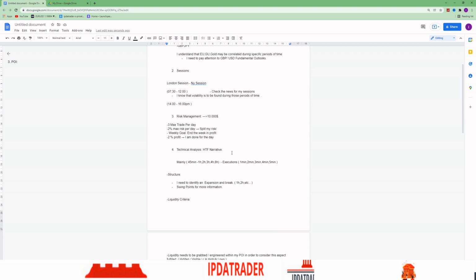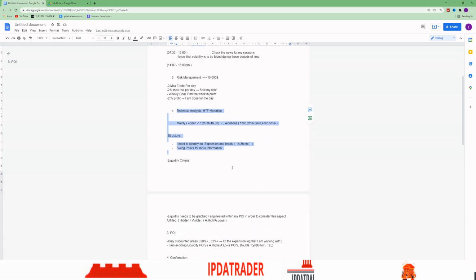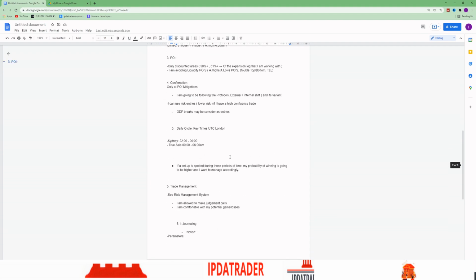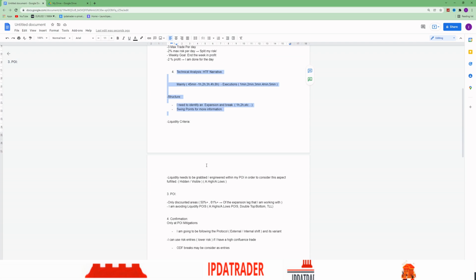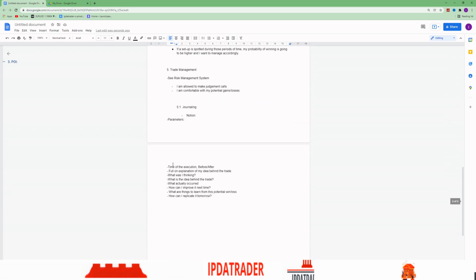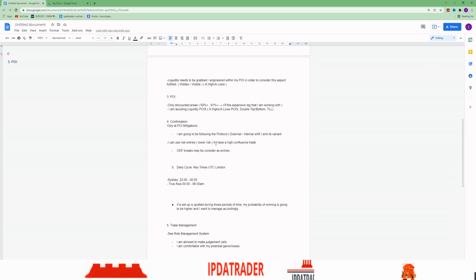Add screenshots to help you out with what you're actually trying to say in terms of your technical analysis, whatever it may be, right? Feel free to add screenshots of that and essentially cover all the criteria, okay? That's the essential thing. You want to be covering all of that information. How you do that is up to you. I just gave you an example over here.